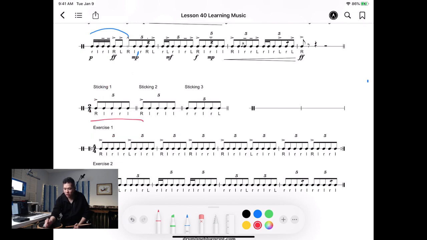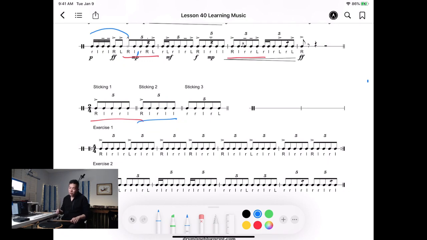So this first sticking, right, left, 1, 2, 3, 4, 5. That's the sticking for this one, and this one. 1, 2, 3, 4, 5. Okay? The next sticking, right, left, right, left, left, right, left, right, which is the same 2-3 grouping.